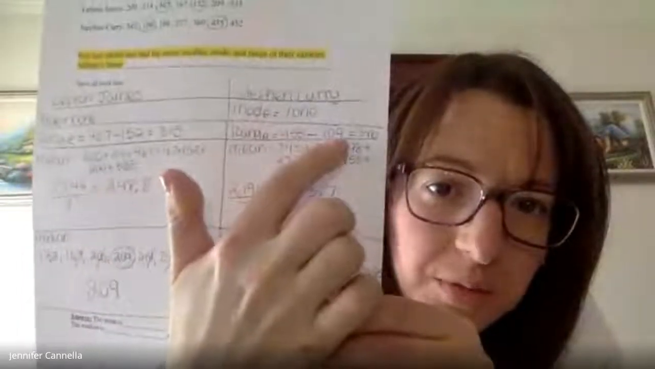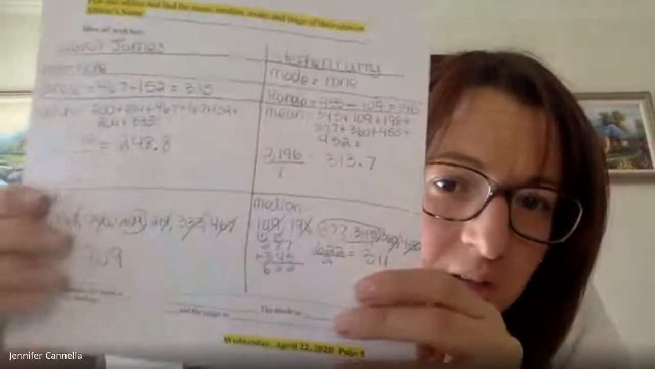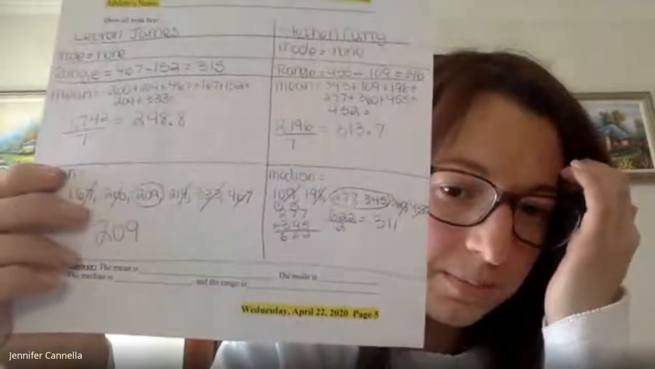Okay, well, if you did do Stephen Curry, I'm just going to show it. The mode was none. The range was 346. The mean, you should have gotten 313.7. And the median was 311. Okay? All right, we're going to move on now. That was a long question.